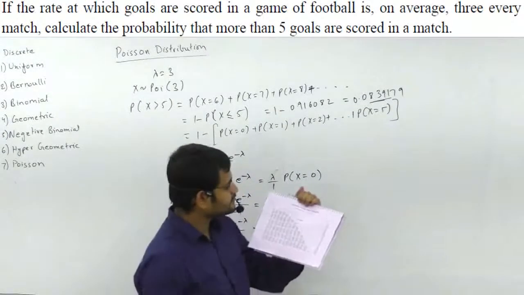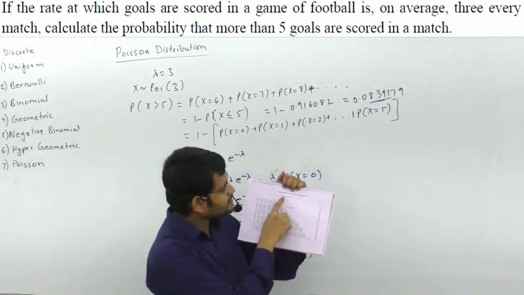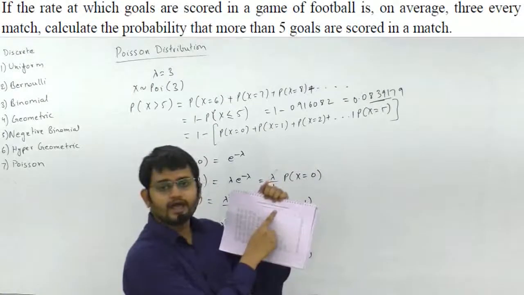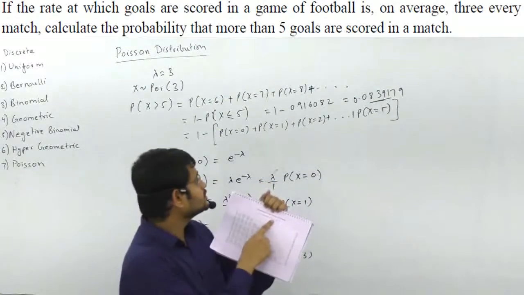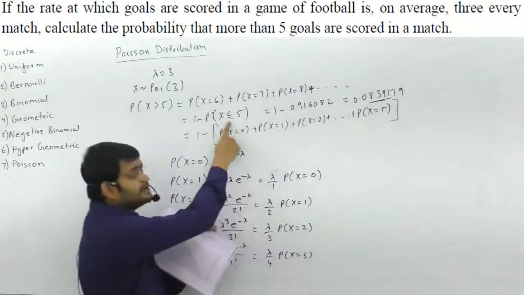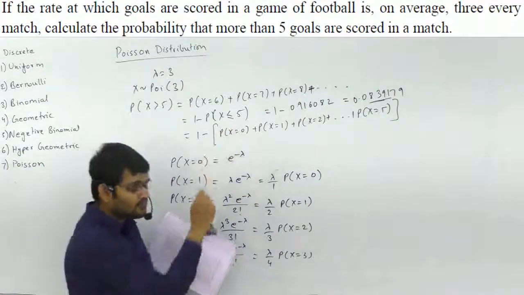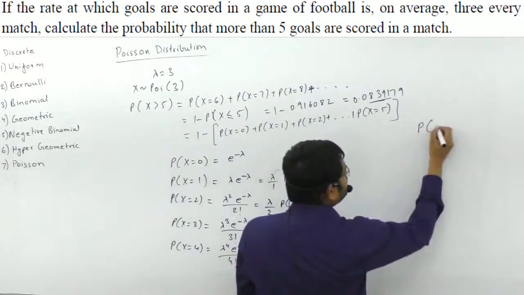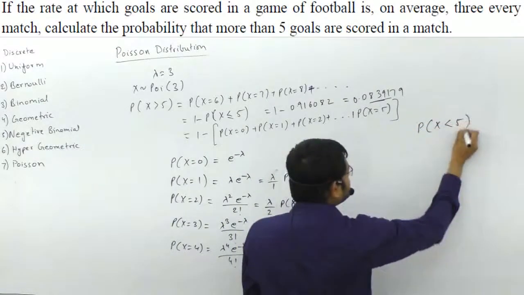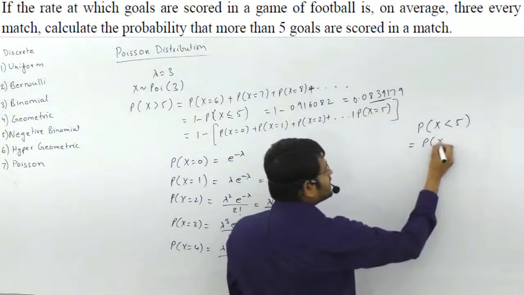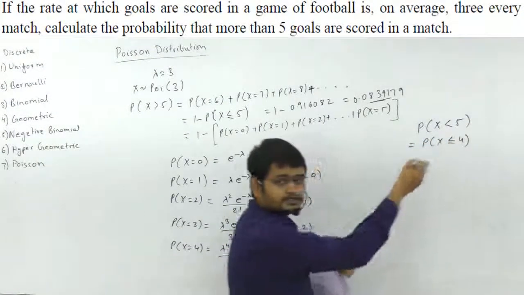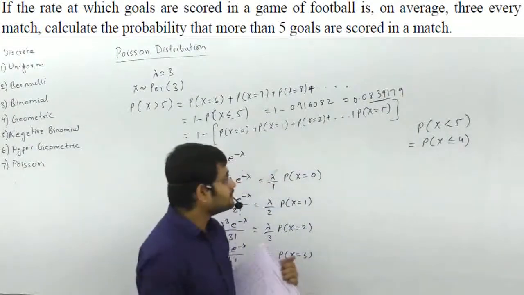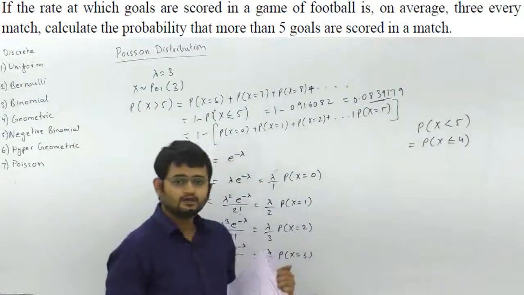For probabilities for Poisson distribution, the function tabulated is probability x less than or equal to x. So they have given us values of probability x less than or equal to x. If you want less than or equal to, you can directly use this table. If we needed to find probability x less than 5, this will be the same as probability x less than or equal to 4 because this is a discrete value. So if you need probability x less than 5, you can use probability x less than or equal to 4.